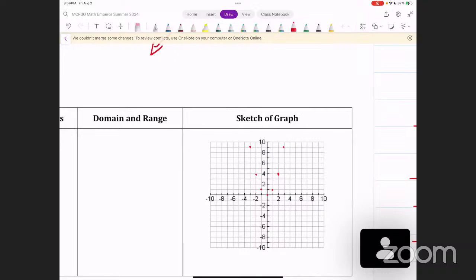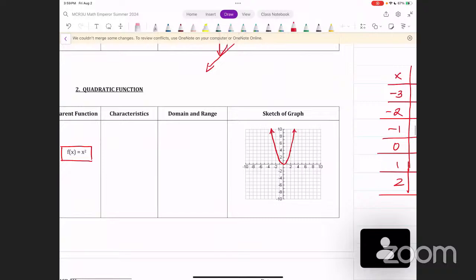No. There's no way I can connect these points with a line. So we can only connect these points with a curve. This curve has a specific name. We call this curve a parabola. The graph that defines a parabola is known as a quadratic relation.